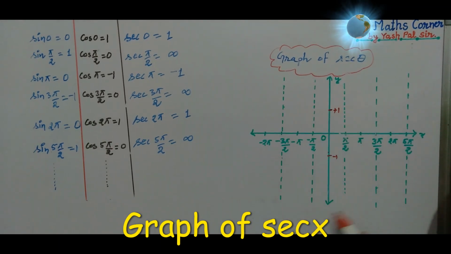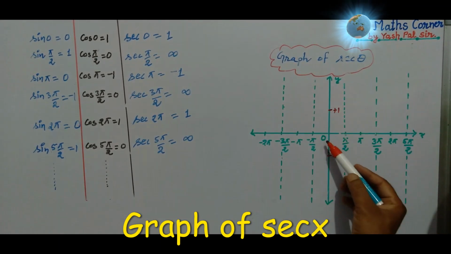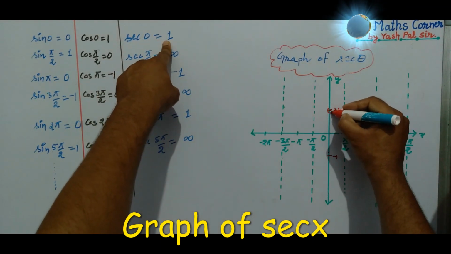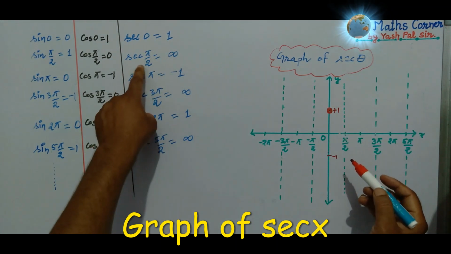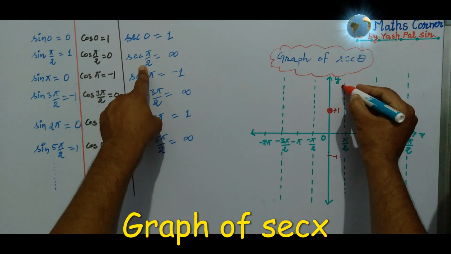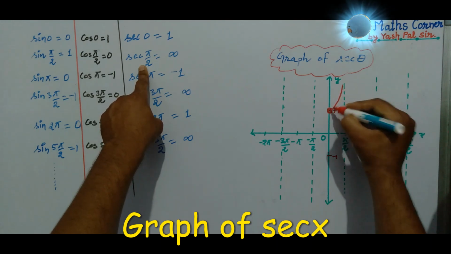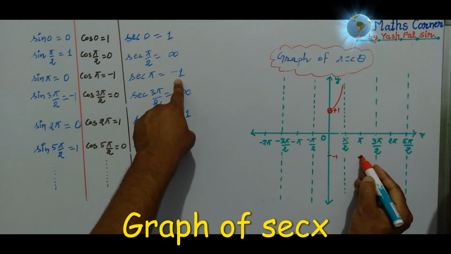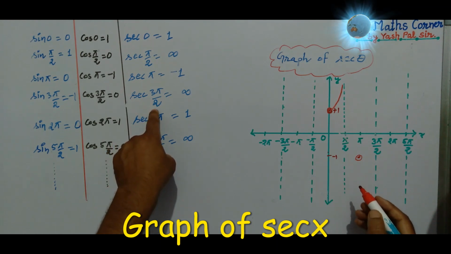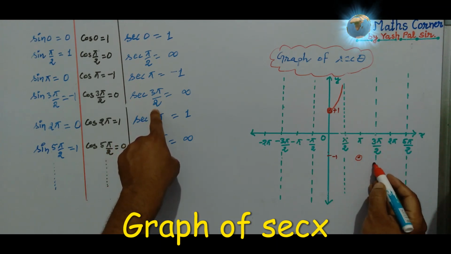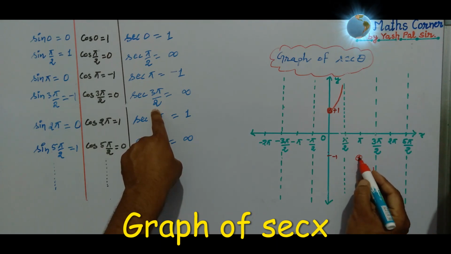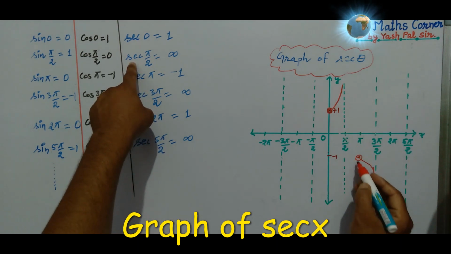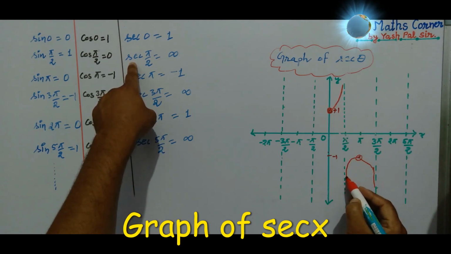Now here this is the system of coordinate axes, x axis and y axis. This is origin. So first of all, secant 0 is plus 1, that is this is the point. And secant pi by 2, this is infinity. So we have the graph like this. Next, secant pi is minus 1, meaning this is the point. Secant 3 pi by 2 is infinity, it means like this we have the graph. And secant pi by 2 was also infinity, so graph is like this.